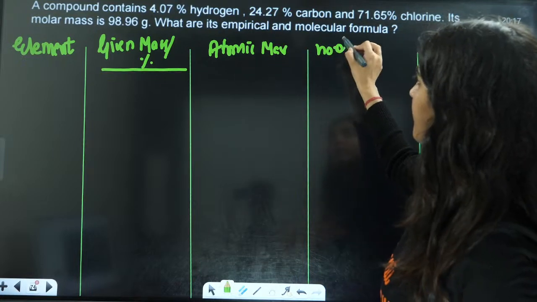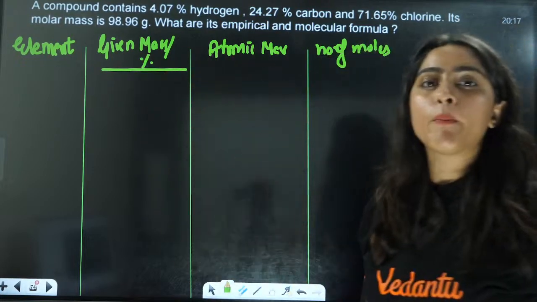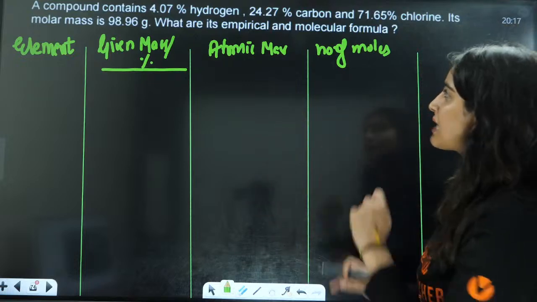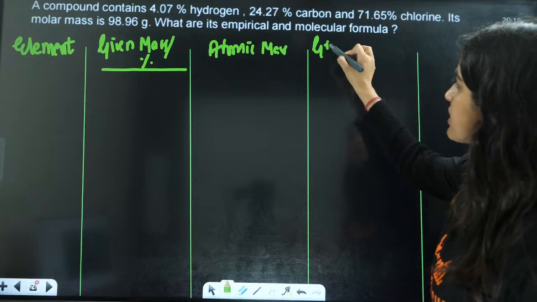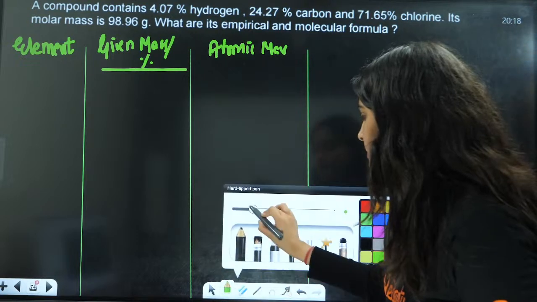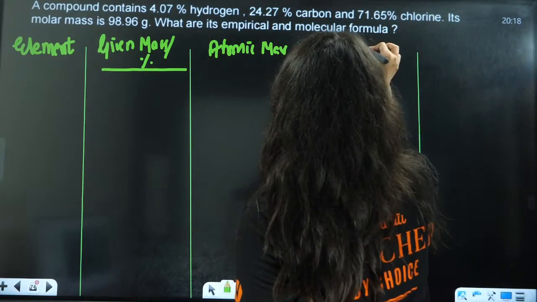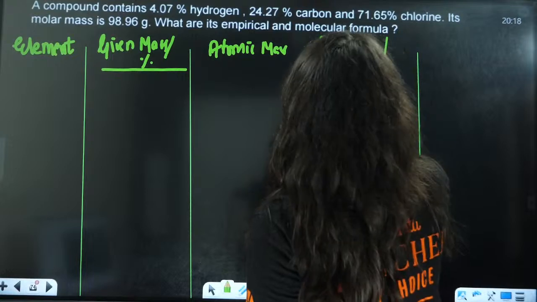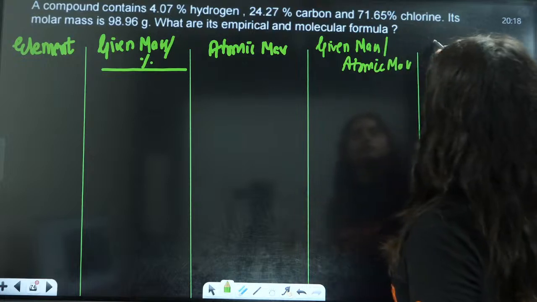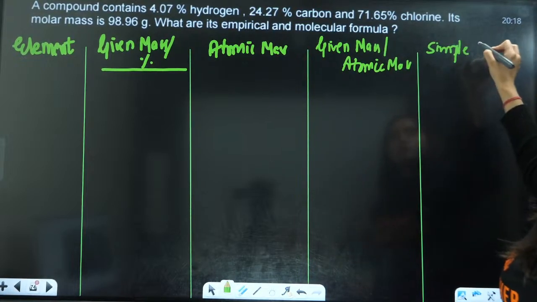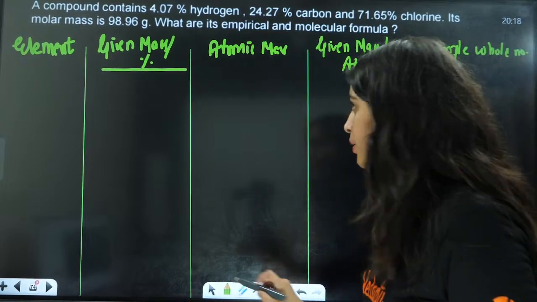Here you will calculate the number of moles. Number of moles is equal to given mass divided by atomic mass. And this is the simple whole number ratio.